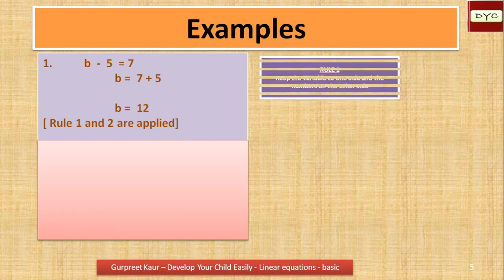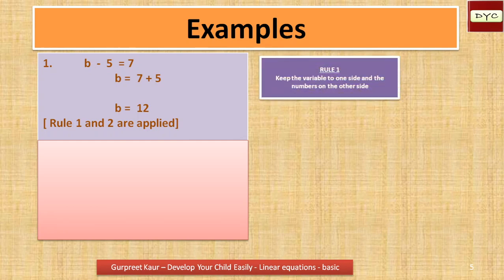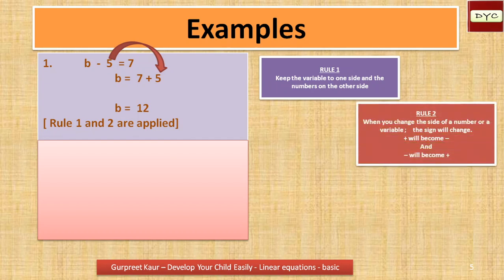Now in the case of first, I will apply rule number 1, which we have discussed, that I will keep the variable on the one side and number on the other side. So what happened is, I have taken 5 to the other side, and then I will apply rule number 2, which states that the sign will change. Plus will become minus and minus will become plus, which states that minus 5 on the other side, when I have taken it, it has become plus 5. Okay, so I will simply solve this. 7 plus 5, which is equal to 12. So here in bracket I have already written rule number 1 and 2 are applied over here.